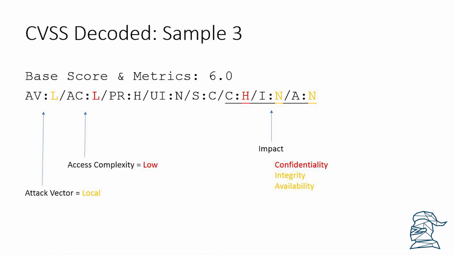In the third sample of CVSS data, if we look at the impact of this vulnerability, confidentiality is high, and integrity and availability are both none. If confidentiality is a concern for your environment, if you have PCI data, HIPAA data, or things like that, then this is no longer a medium vulnerability, but should be considered high for your environment.